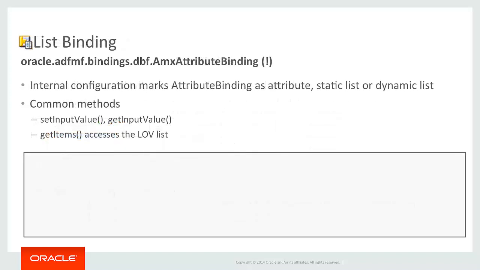The list binding, surprise, surprise, there's a little bit of a change between MAF and ADF, just in case that you're coming from an ADF background, and that is that the list binding actually internally binds to an attribute binding. So the class that it references is AMX attribute binding, and it passes a parameter, and this parameter tells the class if it's a static attribute or if it's a static list or if it's a dynamic list. And based on that, we get a different internal structure back that allows us to work with that.